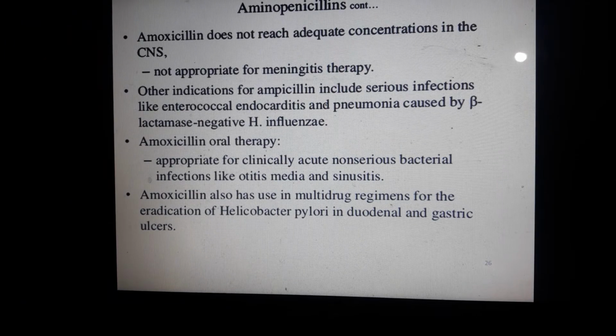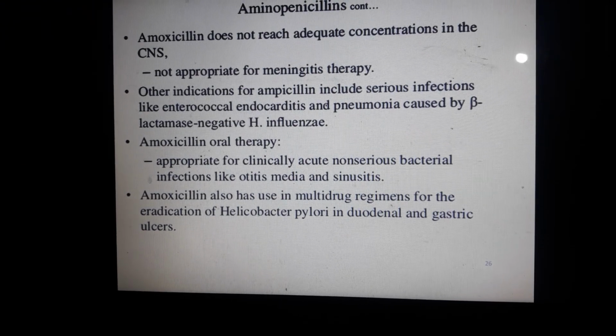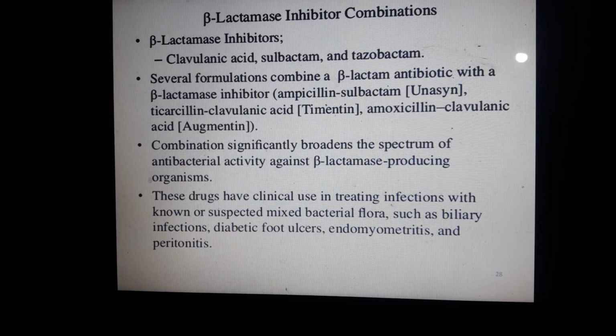Those are light infections. But for pneumonia, amoxicillin is not very effective anymore. Amoxicillin is one of the oldest drugs, and because of resistance and patient compliance problems, where patients cannot complete the doctor's prescription, resistance develops. Amoxicillin is also used in multi-drug regimens for eradication of H. pylori in duodenal and gastric ulcers. Helicobacter pylori is the causative agent of gastric ulcers or peptic ulcer disease.